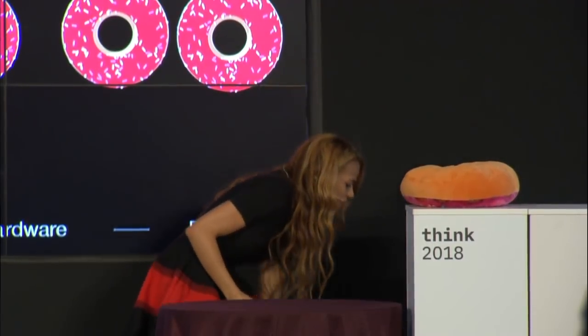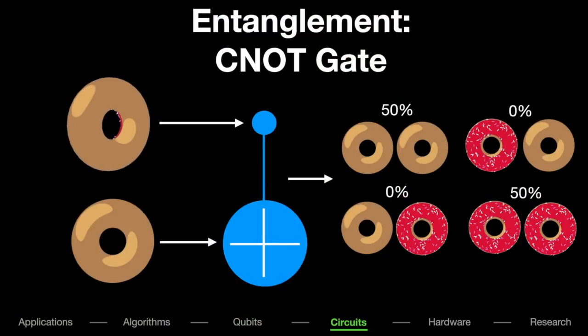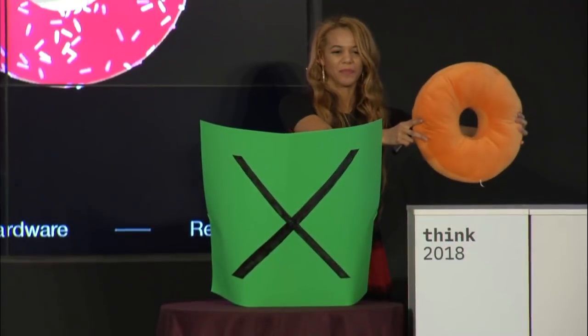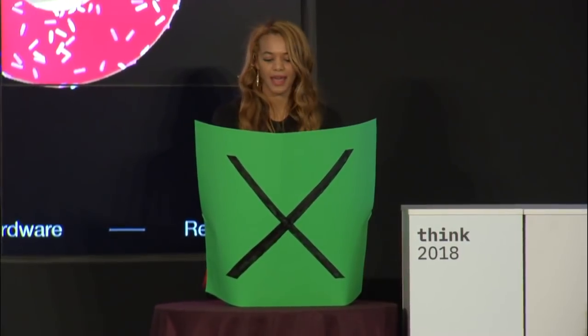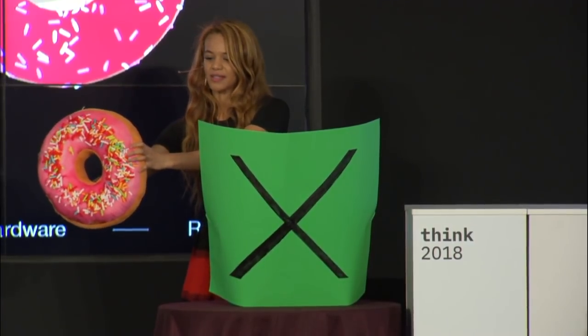I can also have something called a C0 gate. This says if I have two quantum bits, I can put them through the C0 gate, and it will end up entangling them together. We can also do the bit flip. This basically says that if it's plain or frosted, so in this case, if it's plain, and I put it through the gate, then it actually flips it to the other side. So now it's frosted.